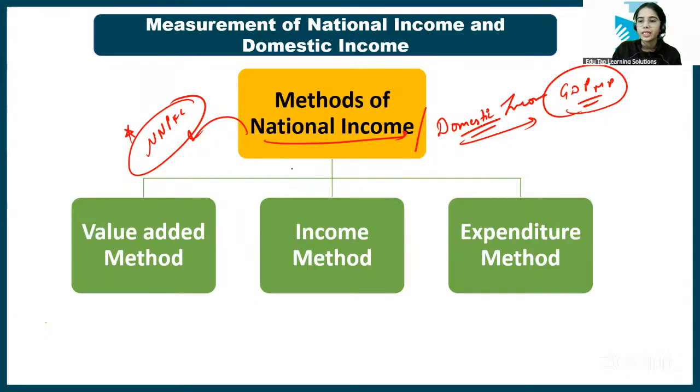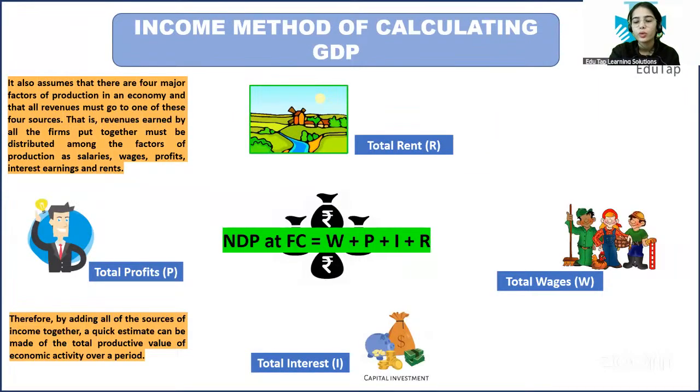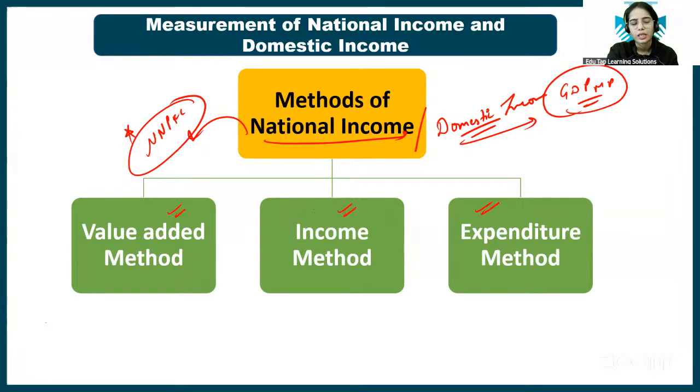Now, we can calculate the national income or domestic income through the value added method, income method, or expenditure method. So, first of all, let's start with the income method. Now, who is earning in our country? Who are the people that are earning the money? The labor, as well as the capital providers, as well as the entrepreneurs. Who is generating the income? The labor, capital, entrepreneur, and land.